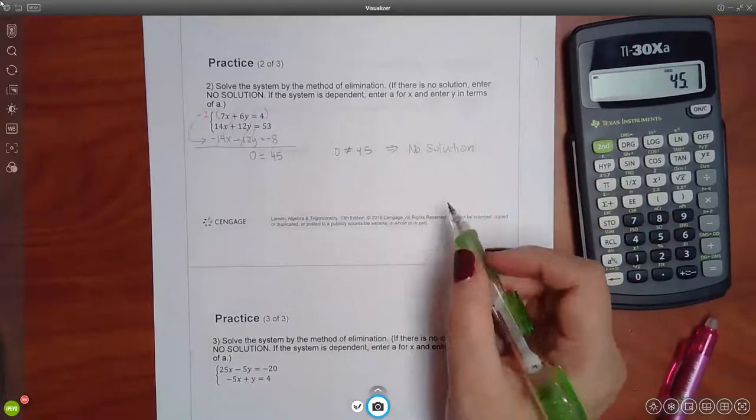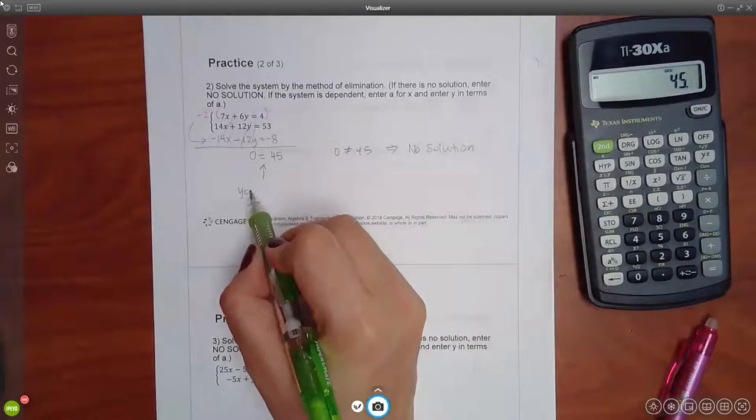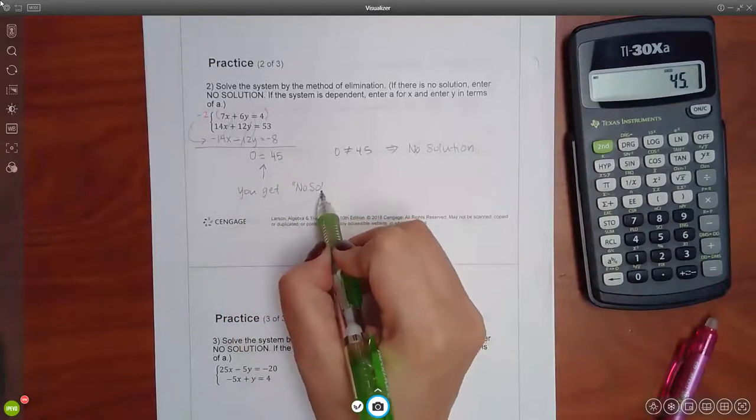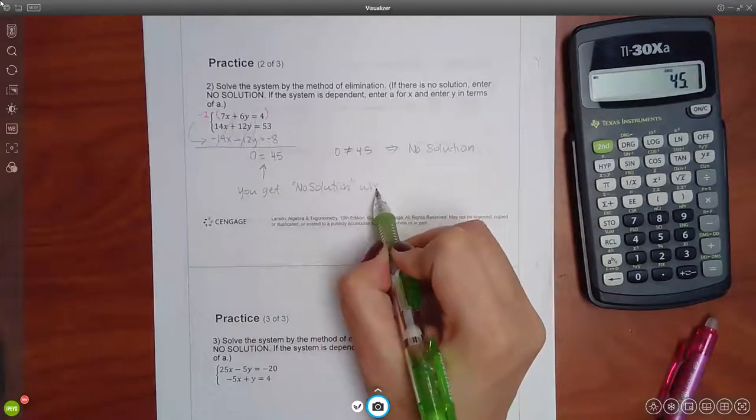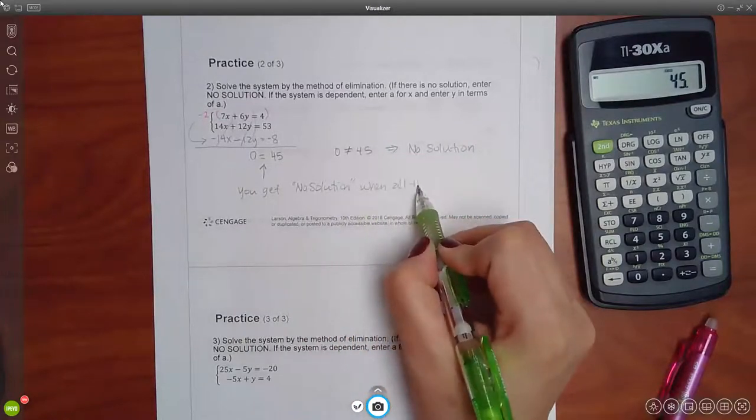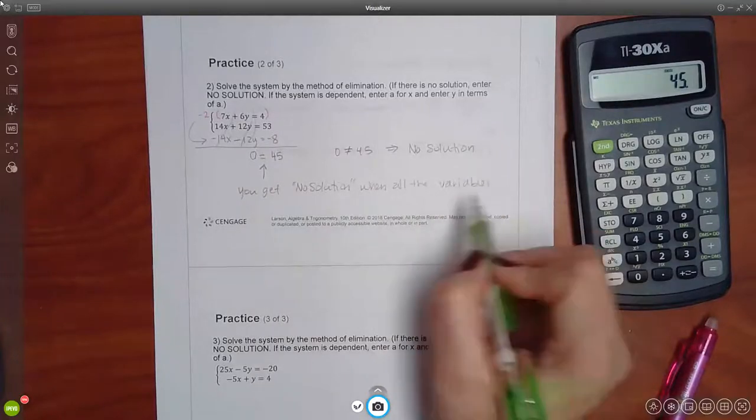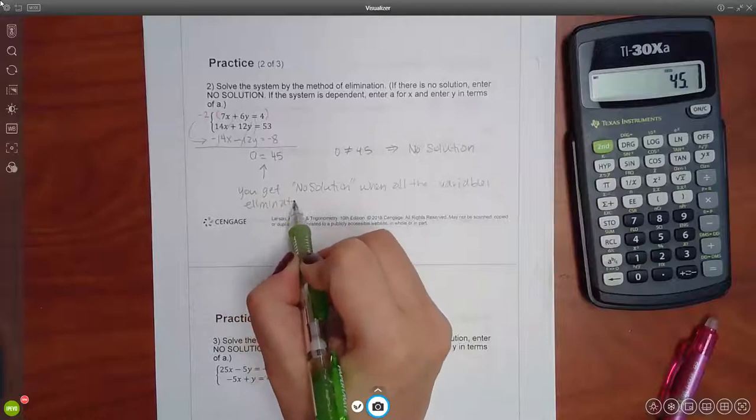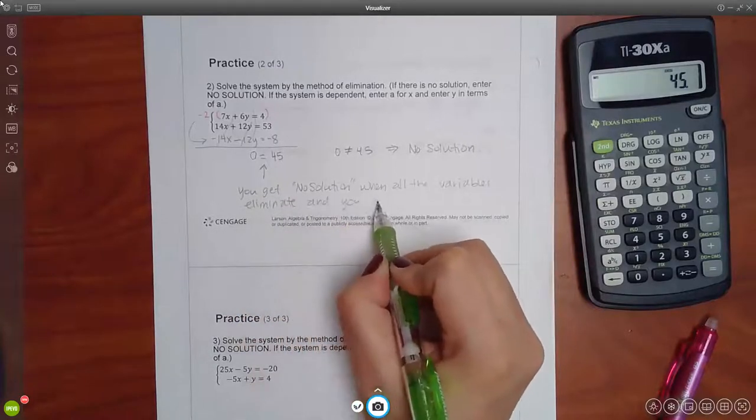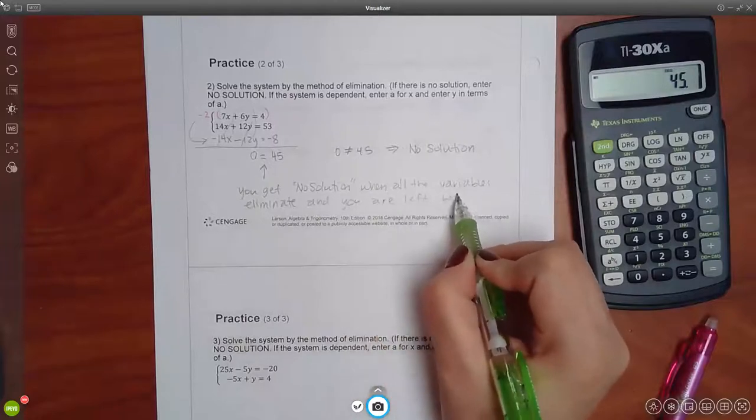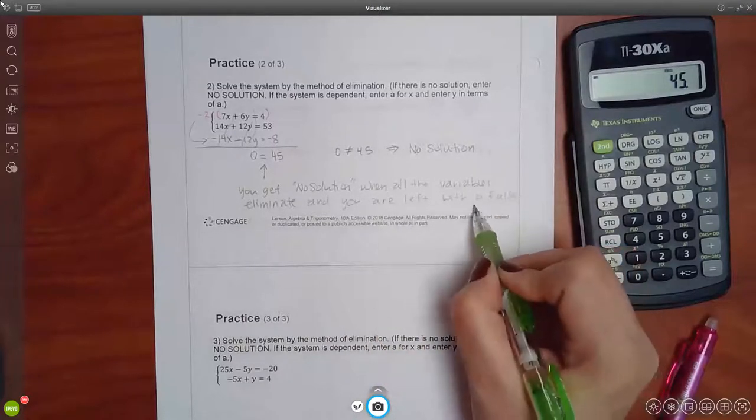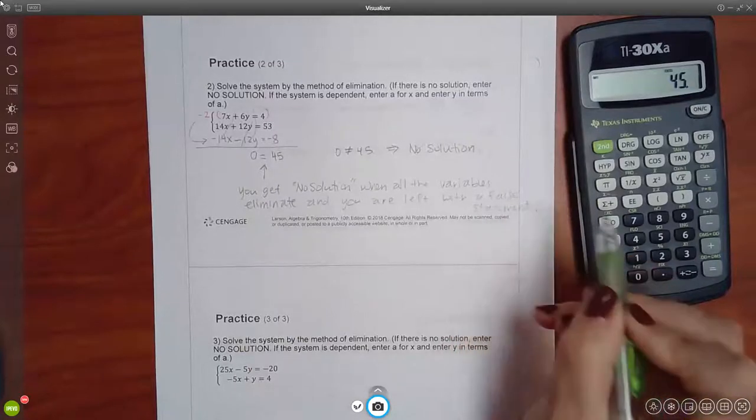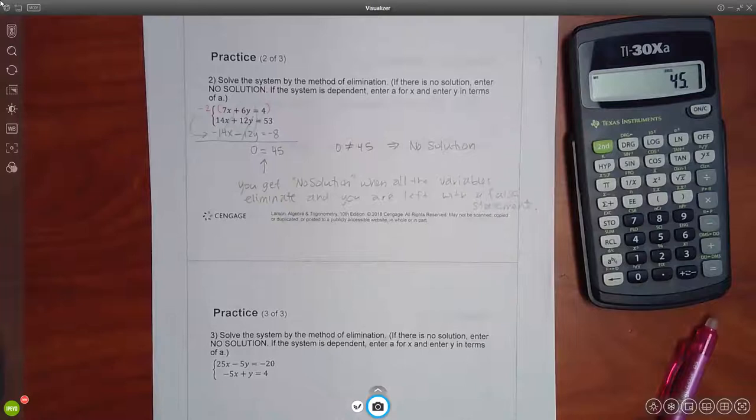So when do you get a no solution? You get no solution when all the variables eliminate and you are left with a false statement. Okay. So if you cancel everything and you get zero on one side, of course, because everything canceled, right? But you get something not zero on the other side, then it's just no solution.